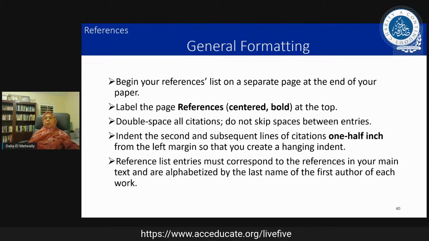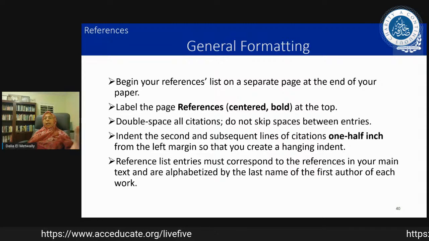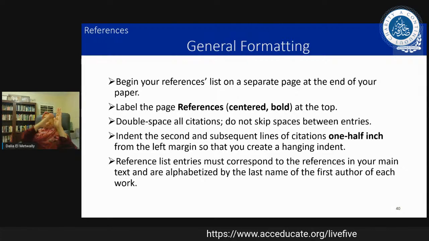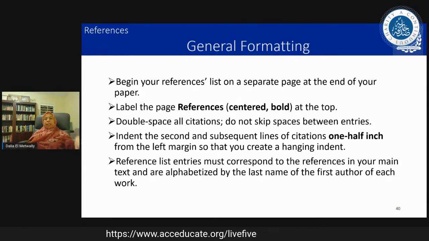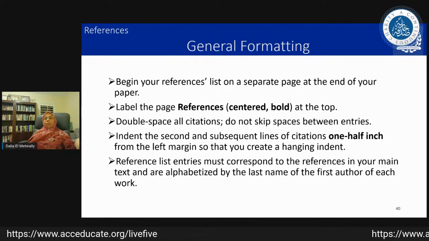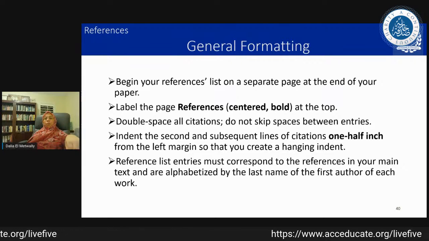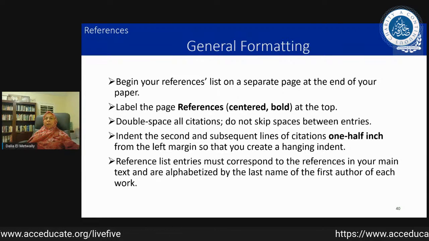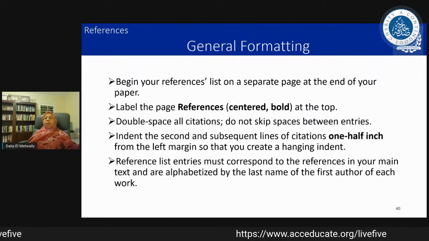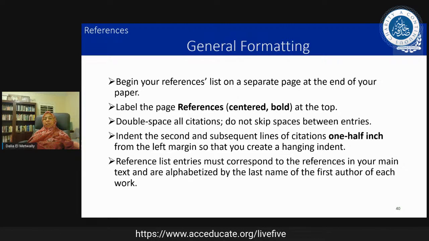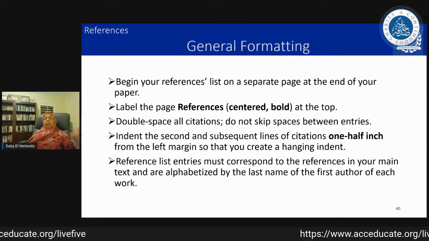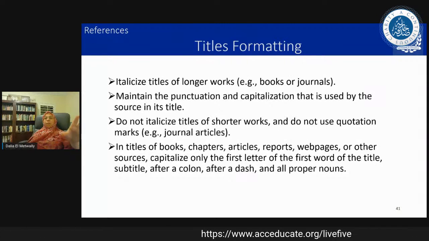We are creating what we call a hanging indent. A hanging indent is where the first line is flush with the left margin and the second line is indented inside. All references in the list must correspond to references in your main text. But remember, your main text may have passing references, like websites, like Islam QA, for example, which is the example I gave you. That does not have to have a reference in the reference list. But anything in the reference list has to have something in your paper.